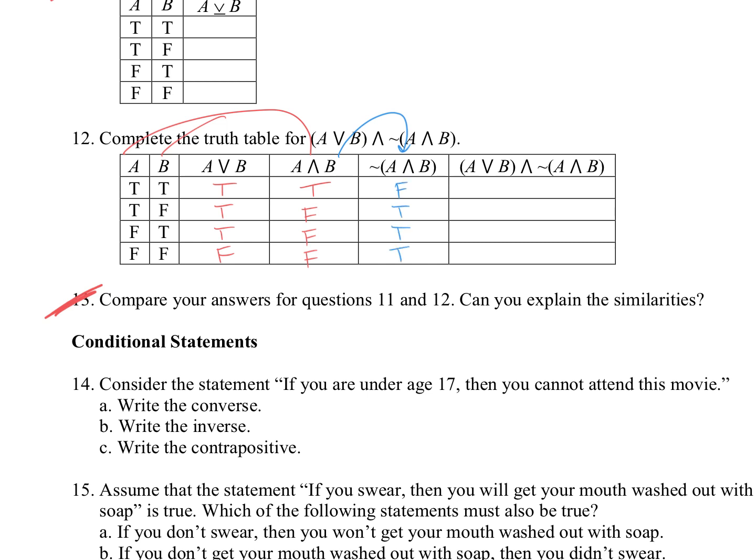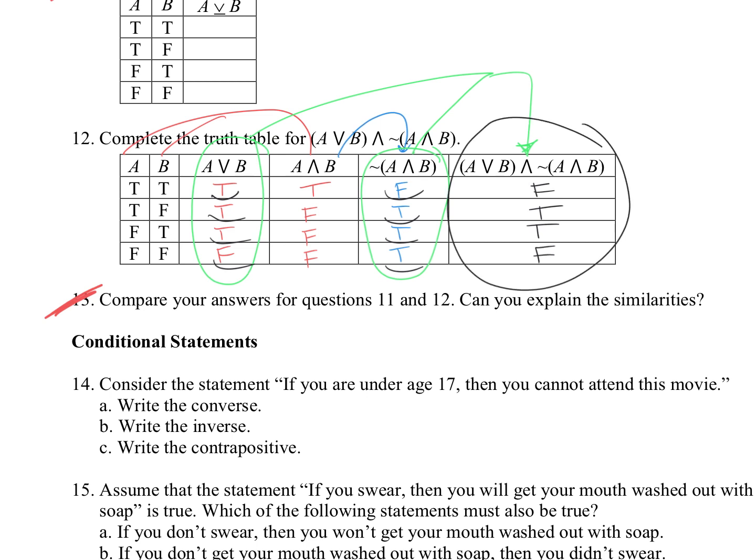And lastly, it wants us to combine the A or B, which is this column, along with the negation of A and B. So it wants to put these together, and it is a conjunction, so they would both have to be true. So we have true with false, that's false. We have true, true, so that would be true. True, true again, that's true. And then false, true would be false. So that would be our ending.